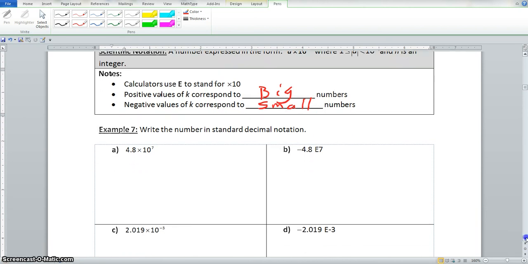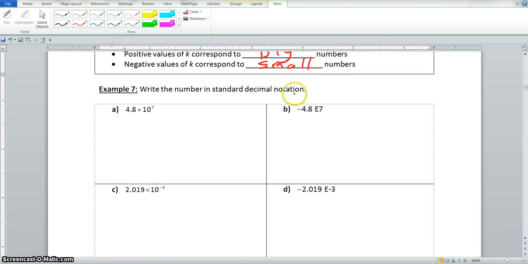Okay, now it says write the number in standard decimal notation. You have 4.8 times 10 to the 7th power. That means that you move this decimal 7 places to the right. So it'll be 4800, so we will end up with 48 million. That will be your final answer.